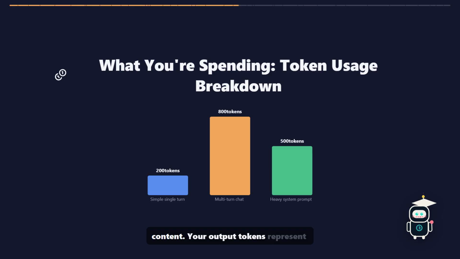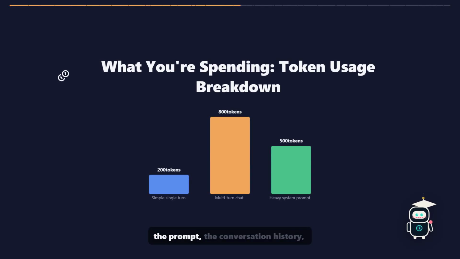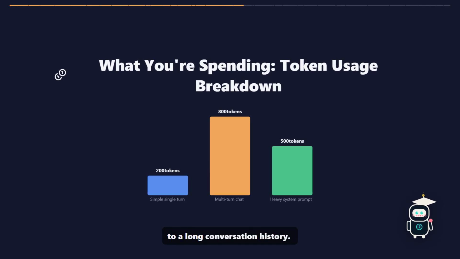Your output tokens represent the content generated by the model. The exact token count depends on the selected model, the prompt, the conversation history, and the length of the response. That means even a short user question can become expensive when it is attached to a long conversation history.